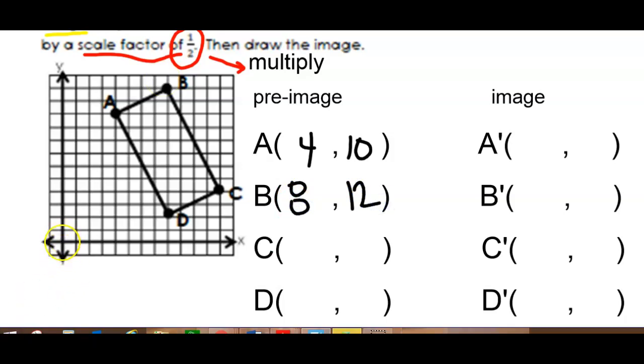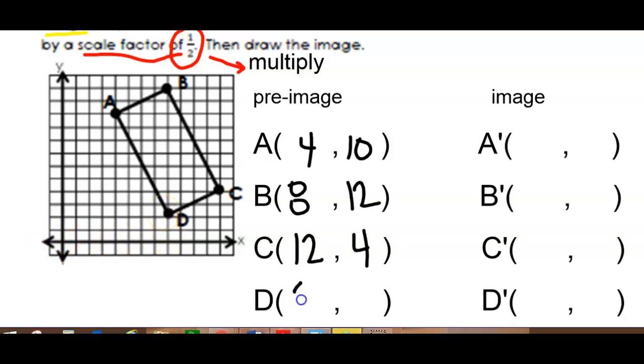And then go back to my origin for C. 1, 2, 3, 4, 5, 6, 7, 8, 9, 10, 11, 12. 1, 2, 3, 4. So 12, 4. And then last is D. 1, 2, 3, 4, 5, 6, 7, 8, and then 2.